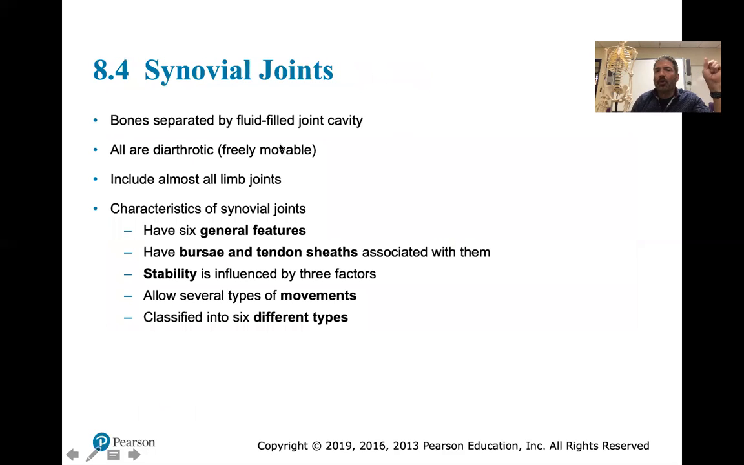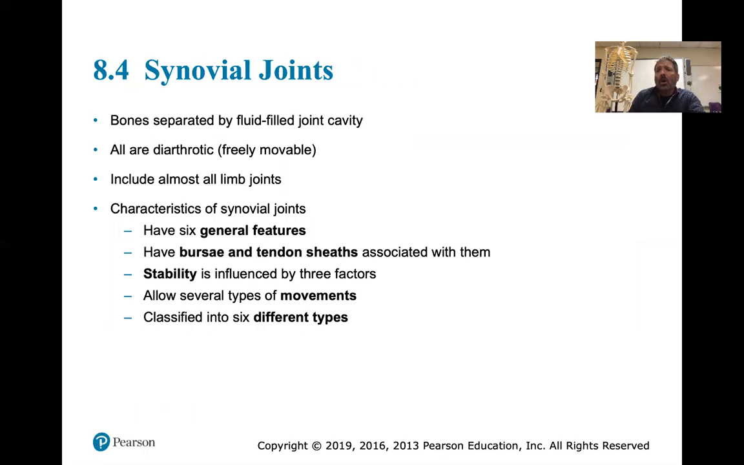Bones separated by fluid-filled joint cavities, synovial joints. And we're talking about bursae. And I was thinking this morning, I wanted to get a Ziploc bag full of water. So you can see that if you put a Ziploc bag full of water, you can actually move that back and forth. All right, that's really what a bursa is. Or if you've ever heard of bursitis, that's when people have inflammation of that.